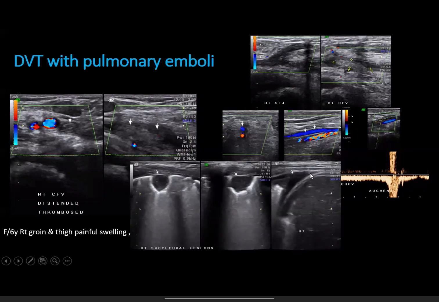But I simultaneously examined the patient's chest. I can see on the right side there is a little amount of fluid with basal atelectasis and some peripherally sitting subpleural hypoechoic areas within the lung, suggestive of infarcts, pulmonary infarcts due to pulmonary emboli.